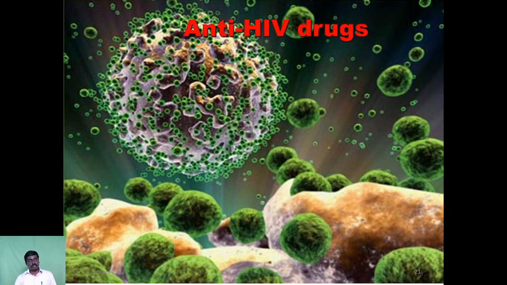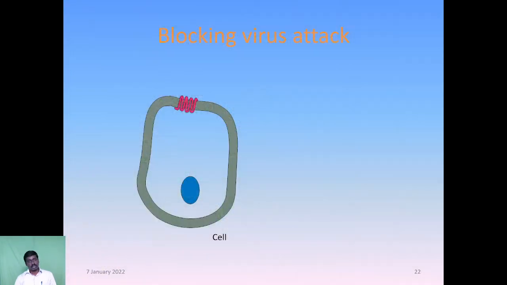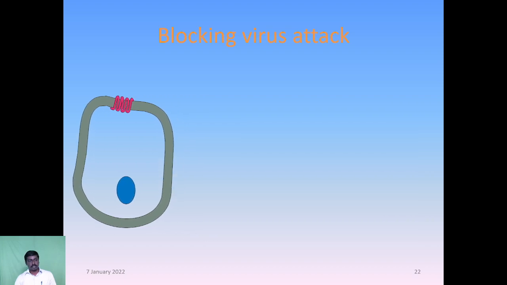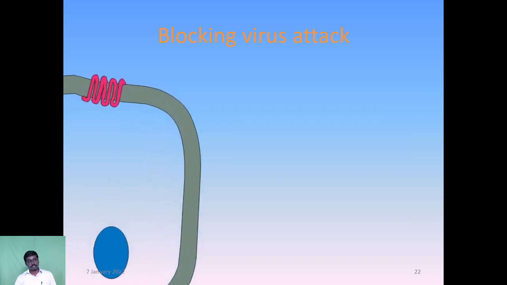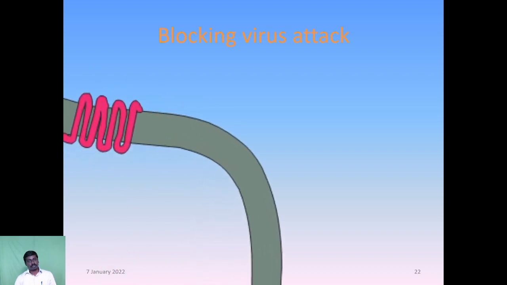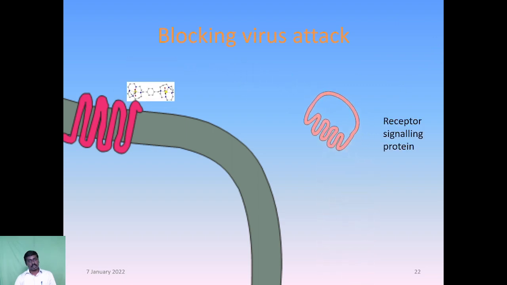And the next metal ion medicine is anti-HIV drugs, and how it blocks the virus by the metal ion drug is shown by the representations. Here the DNA of the human body is targeted by the drug, and the drug blocks the virus attack. The receptor signaling unit is blocked by the administration of metal ions in our body.